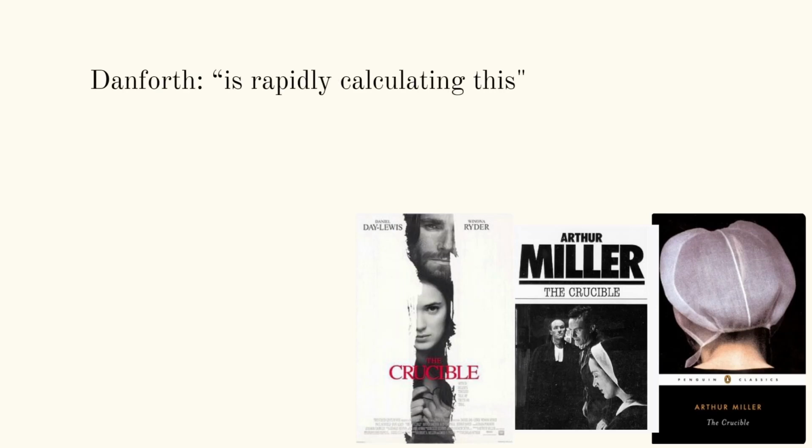When Proctor announces that Mary Warren has been lying, the stage direction tells us that Danforth is rapidly calculating this. And Danforth's first question is whether Proctor has spread this story to the village, later asking whether Proctor is trying to undermine this court. Here, he seems less concerned with truth and more with retaining the legitimacy of the court.